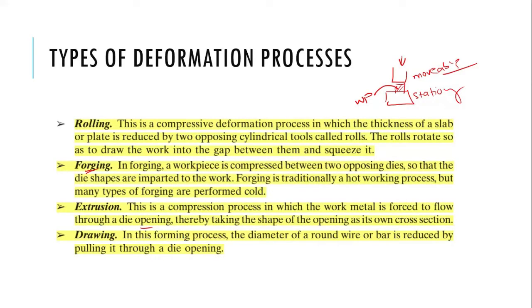It's a forming process in which the diameter of round wire or bar is reduced. So the primary purpose of the drawing operation in bulk deformation is to reduce the diameter of the wires, the much smaller diameter, and the bars, comparatively larger diameter. So they are pulled out of a die opening to reduce the diameter. So this is some basics about rolling and forging.